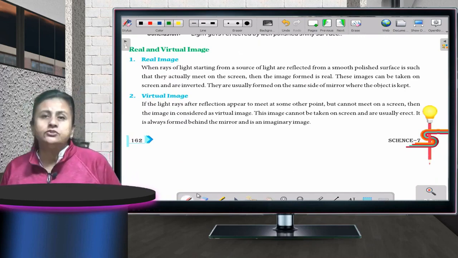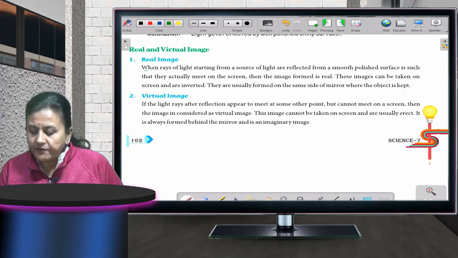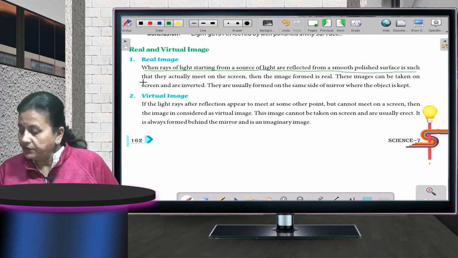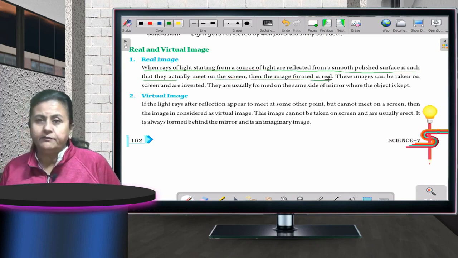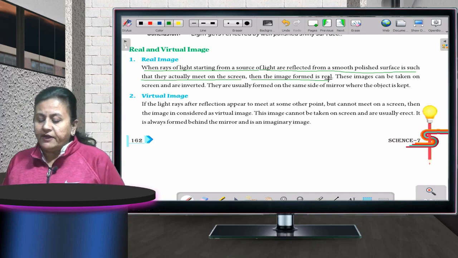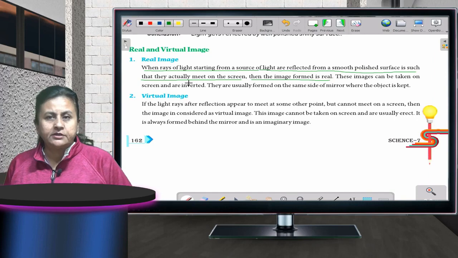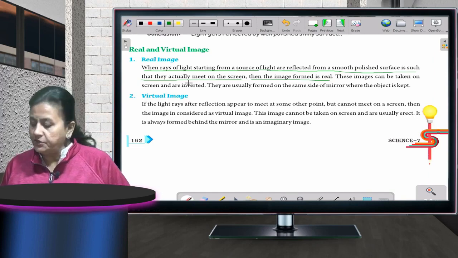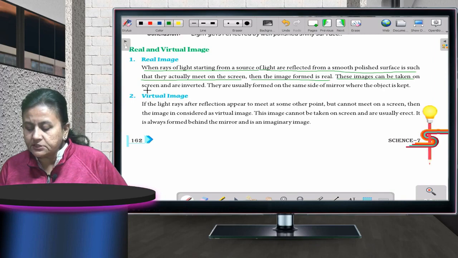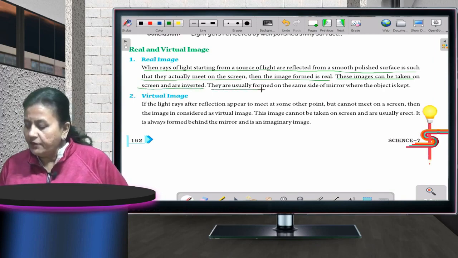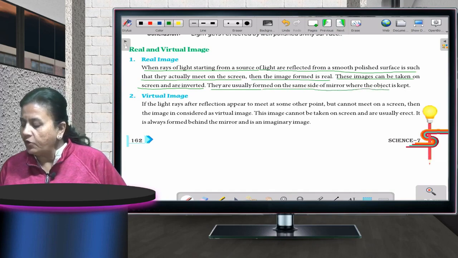If I talk about a real image, when rays of light starting from a source of light are reflected from a smooth polished surface such that they actually meet on the screen, then the image formed is real. Whenever the rays of light fall on any object and they actually meet on the screen, it is called a real image. These images can be taken on the screen and are inverted. They are usually formed on the same side of the mirror where the object is kept.